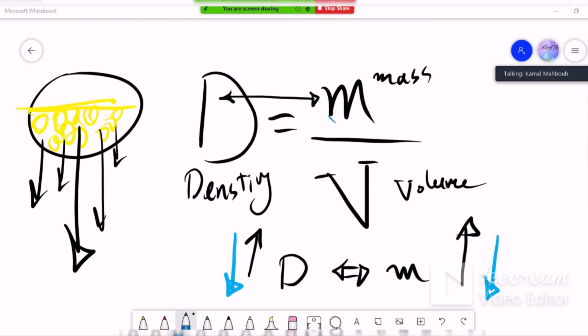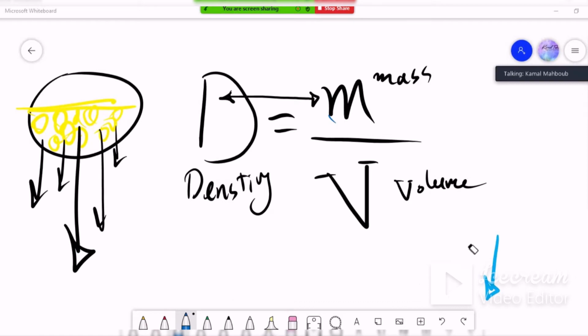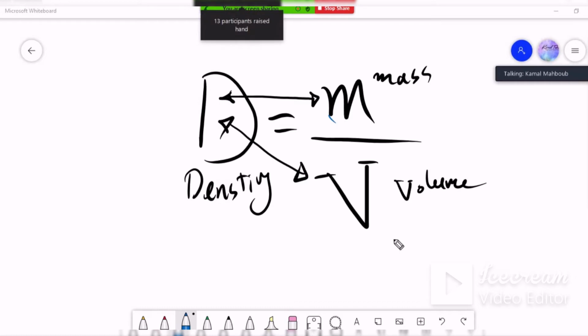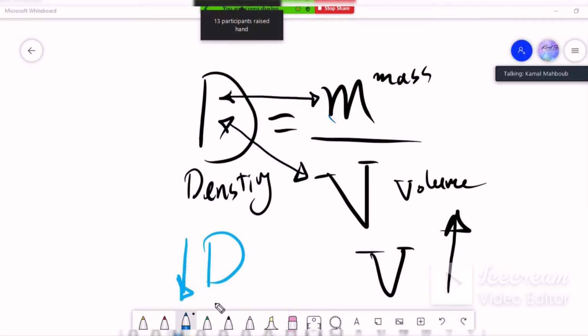On the other hand, guys, the relationship between volume and density is inversely proportional. It means they are opposite to each other. More volume, less density. Okay, ya shabab? More volume, less density. And less volume, we have more density. They are opposite to each other.